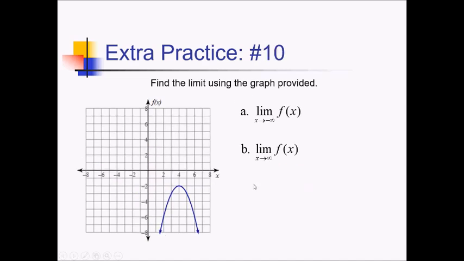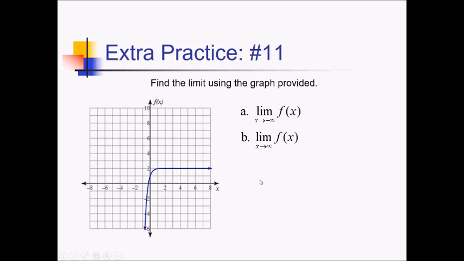On this problem, we're trying to figure out as we approach the far left and the far right what this graph is doing. As x approaches negative infinity, as we keep moving left, it looks like our graph is just going to go down forever. So that would be negative infinity. And as we approach the far right, positive infinity, we're going down forever in that direction as well. So also negative infinity. And for either of these, you could have said does not exist. This is just a more specific version of DNE.